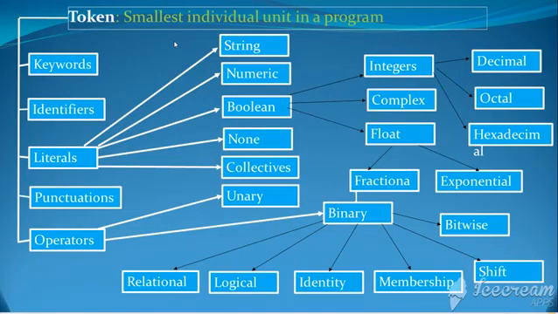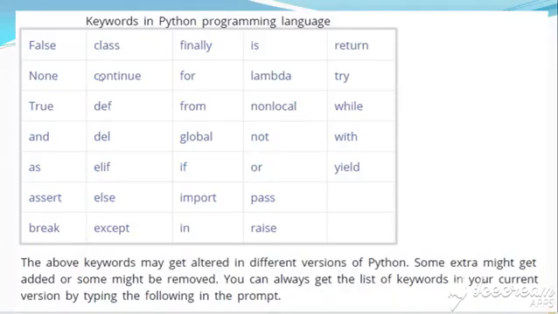What are tokens? Every single smallest unit of a program is said to be a token. These are the different types of tokens: keyword, identifier, literals, punctuations and operators which can be used in Python. Let us see each of them.